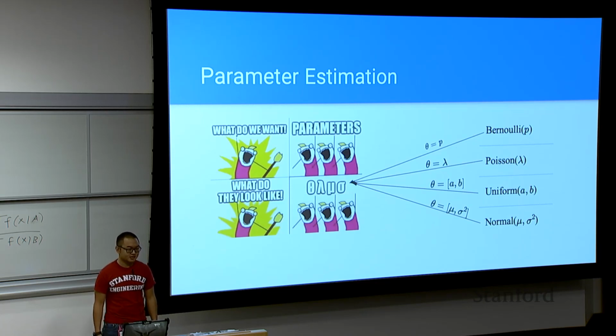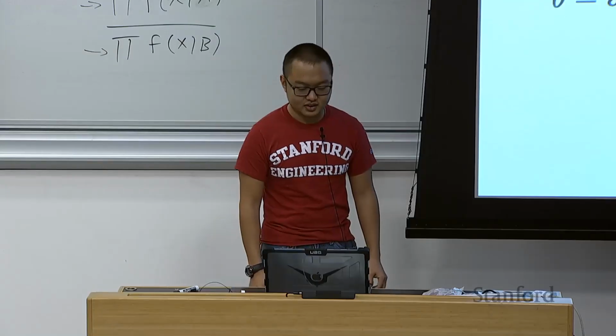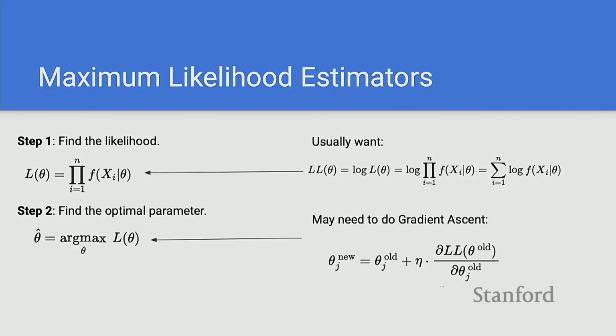Okay. All right. Then here's maximum likelihood estimators. Whenever I think of MLE, I think of a two-step process. The first step is to find the likelihood. The second step is to optimize it. So likelihood here is a big product over all the PDFs. Usually you want the log likelihood because we want to take a derivative of it. And then once we find the derivative, we can actually solve for the argmax of the theta.